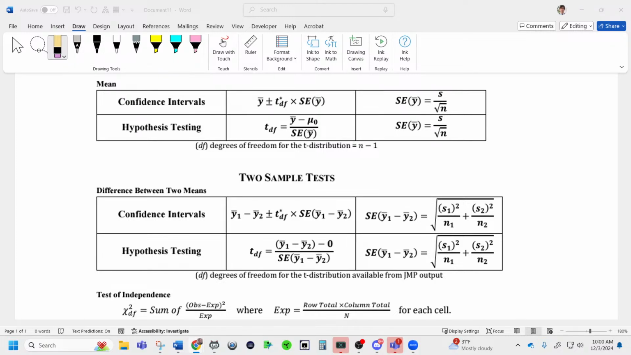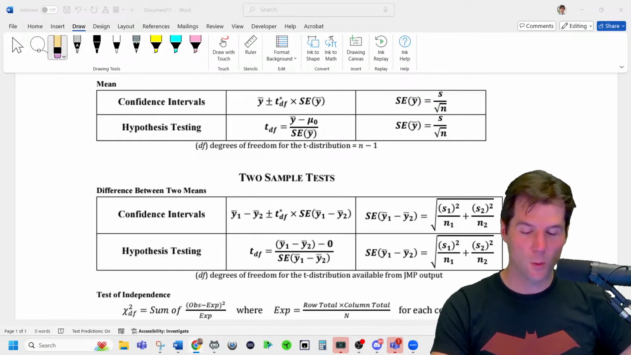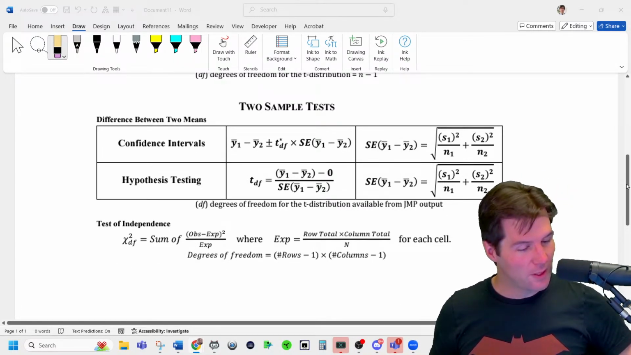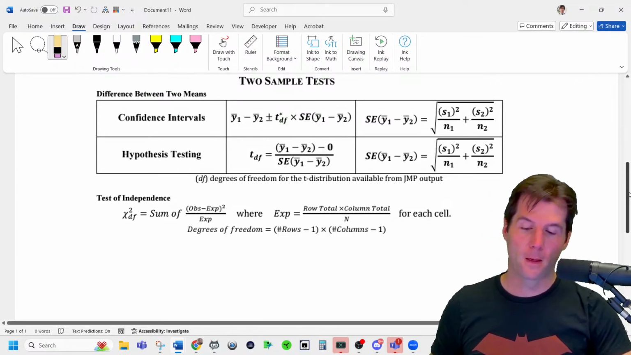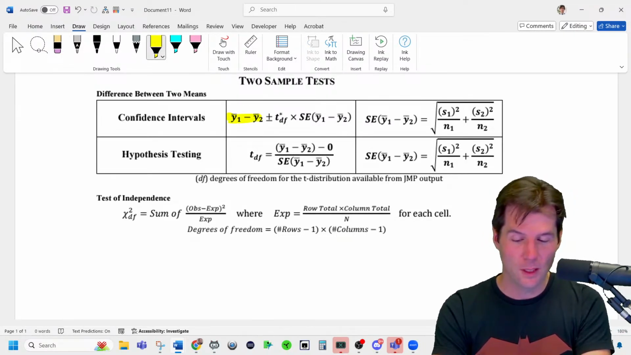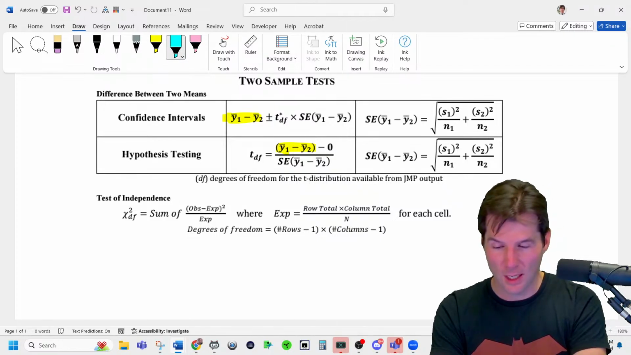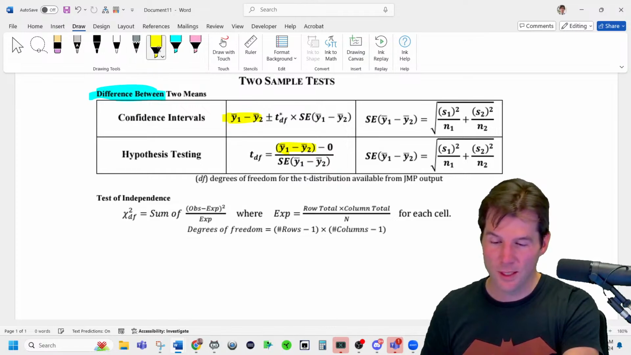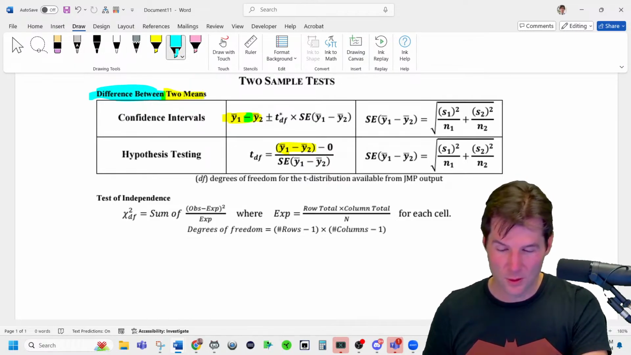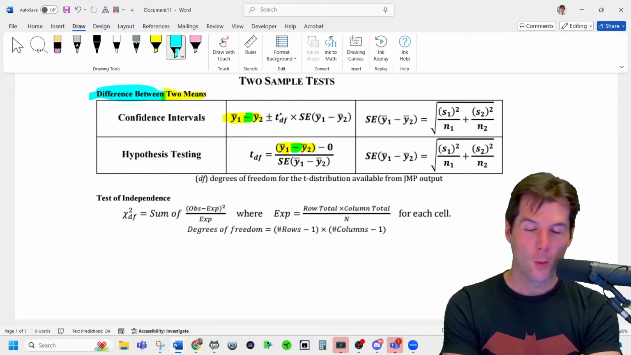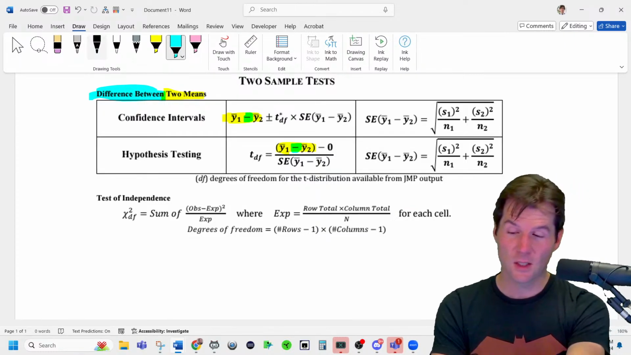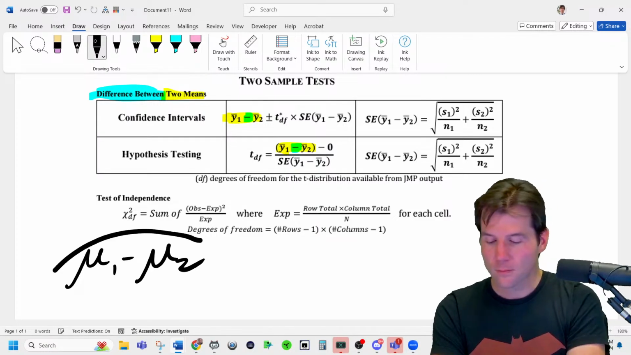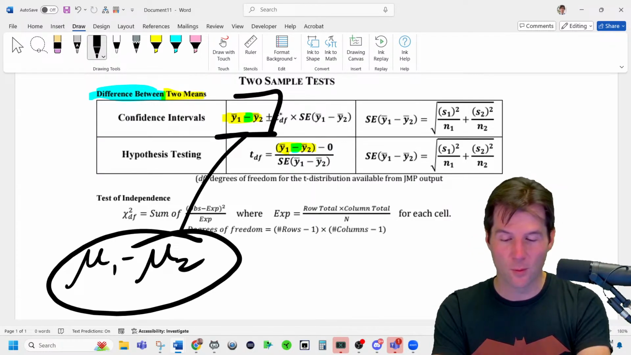Okay, 2 sample t. So why do we call it the 2 sample t? Well, it's the difference between 2 means. So with this, you'll notice the formula literally has 2 means. And we are looking at the difference between the 2 means. So you'll notice right there, it's the difference between 2 means. What are we trying to estimate with this formula? What are we trying to test? We are trying to estimate or test the true difference between the 2 means. So notice we just turned this into parameters from what the sample is.